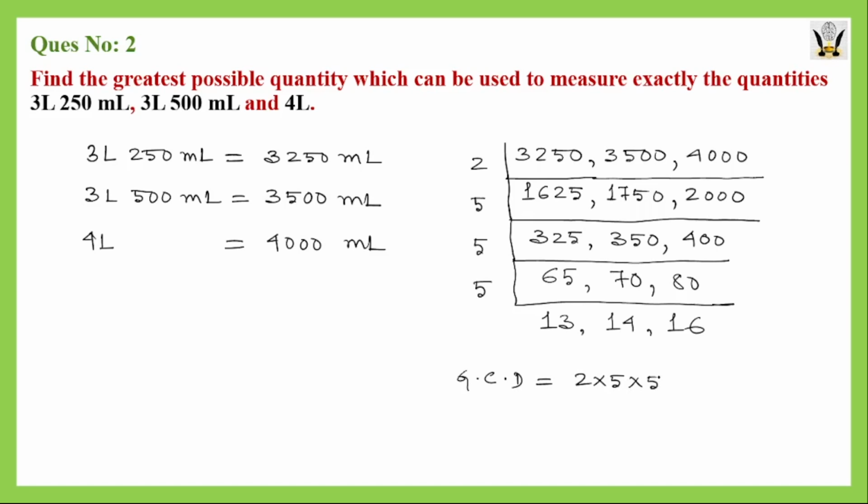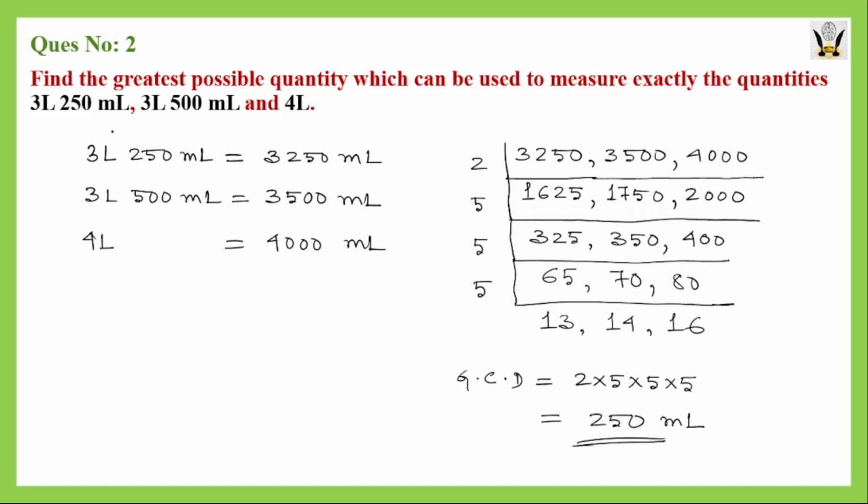by 5 multiplied by 5 multiplied by 5. And for all these 13, 14 and 16, there is no common divisor, so we are not dividing further. So finally the GCD will be 25, then 125 multiplied by 2, it will be 250.